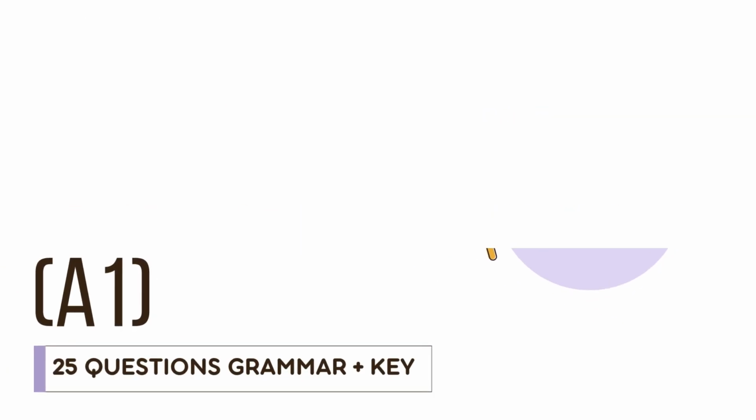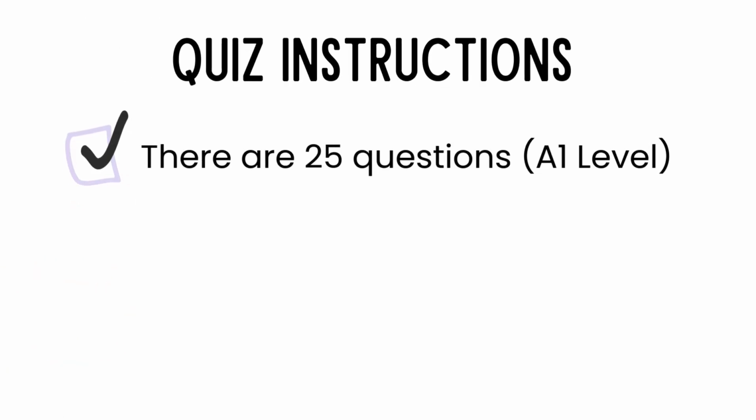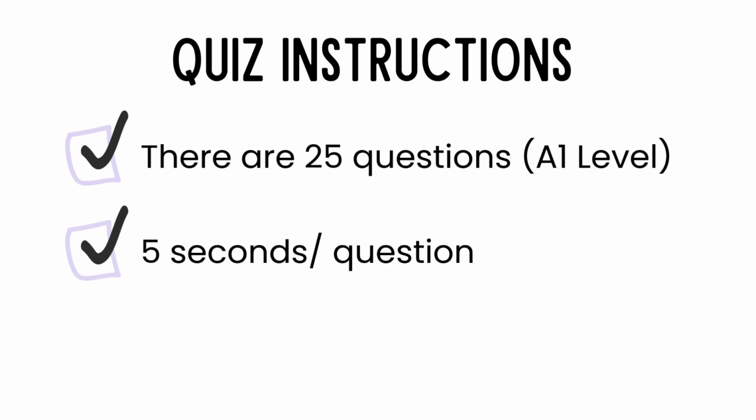Elementary level test. Quiz instructions. There are 25 grammar questions of A1 level. You'll have 5 seconds for each question.